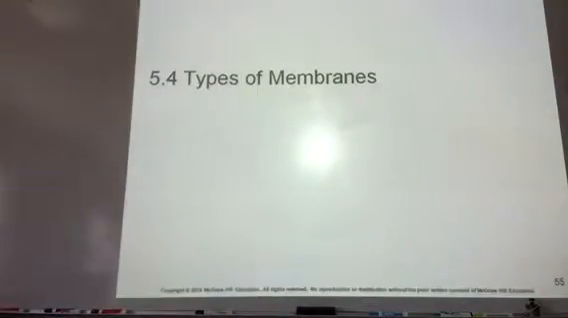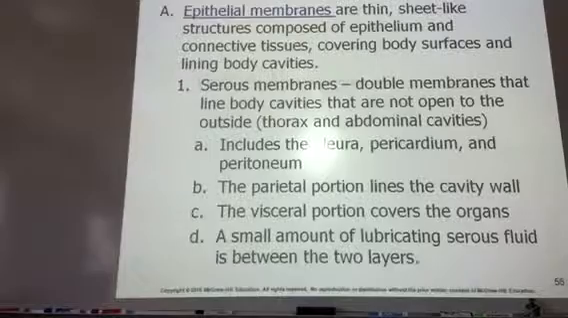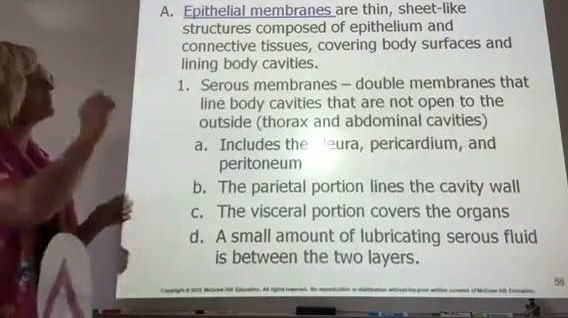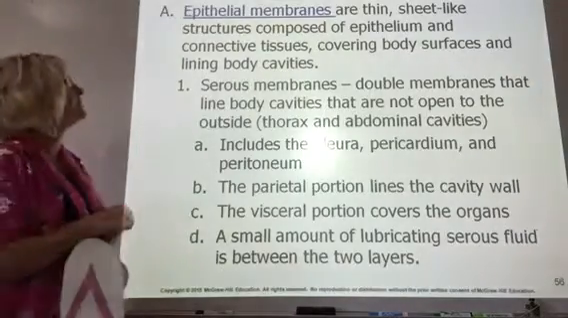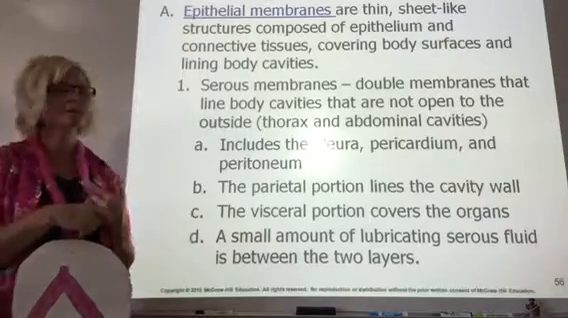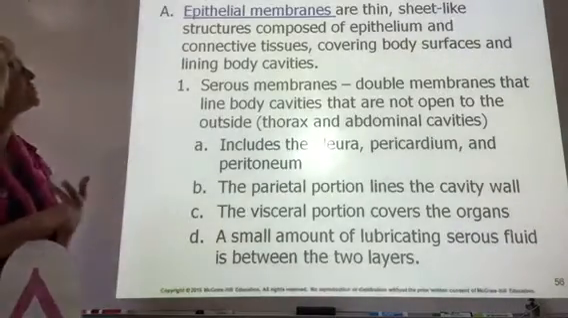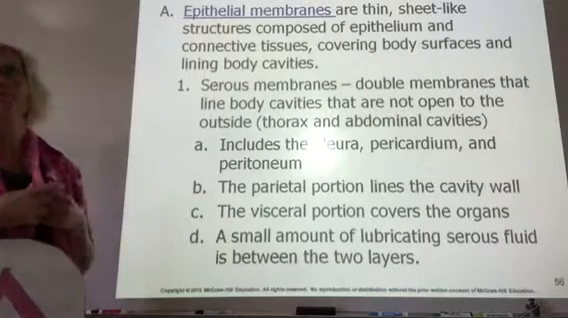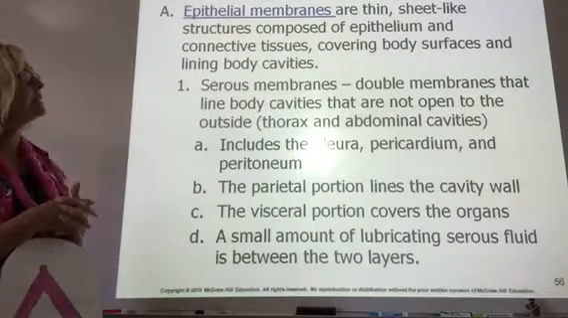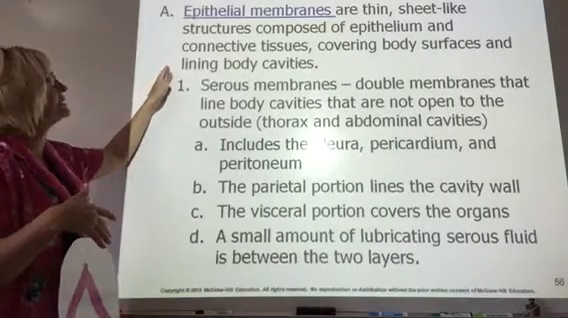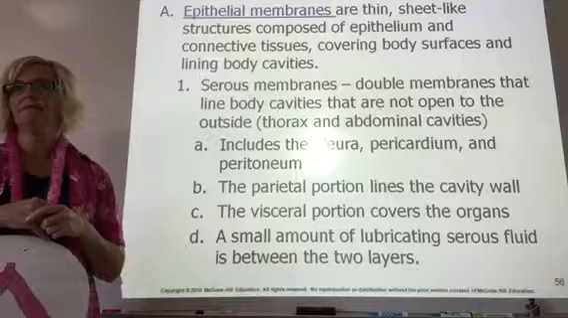Okay, today we're going to look at the last couple of sections, starting with types of membranes. Epithelial, here again, epithelial means outside. Epithelial membranes are thin because a lot of times stuff is going to pass through it. Sheet-like structures, they're made up of epithelium or epithelial cells and connective tissues. They're going to cover body surfaces and they're going to line inside cavities.